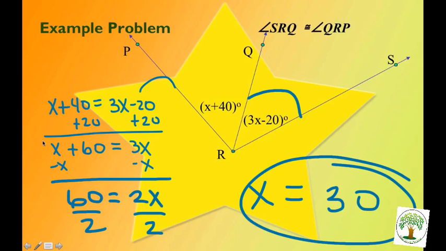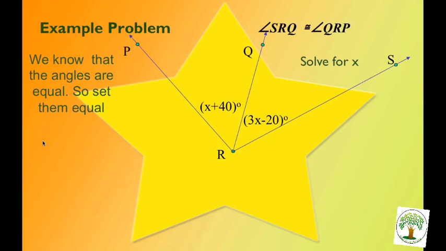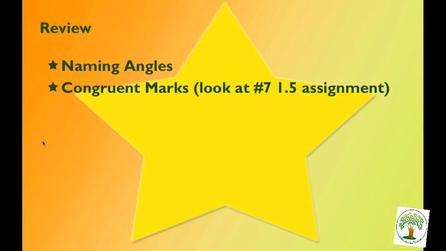Okay. I'm going to have the answer fly in here just because I like to make sure that I was right. We solved for x, and we know that they were equal. We set them equal, and I had x equals 30. All right. We're finished with this. This is what we did on this one. We named the angles. We did some construction marks.